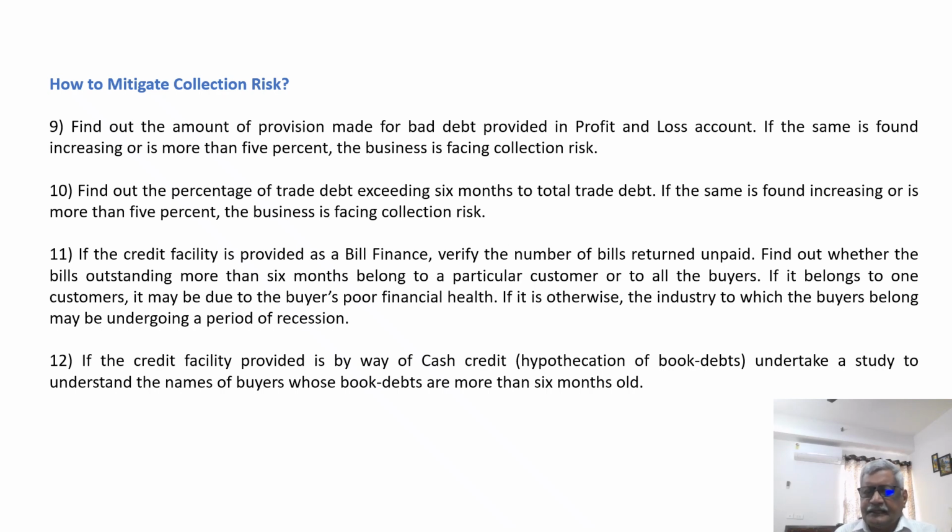If the credit facility is provided as a bill finance, verify the number of bills returned unpaid. Find out whether the bills outstanding more than 6 months belong to a particular customer or to all the buyers. If it belongs to one of the customers, it may be due to the buyer's poor financial health. If it is otherwise, the industry to which the buyers belong may be undergoing a period of recession. If the credit facility provided is by way of cash credit hypothecation of book debts, undertake a study to understand the names of buyers whose book debts are more than 6 months old.